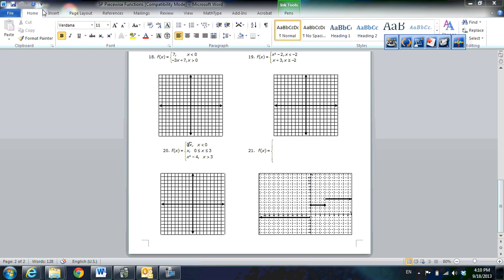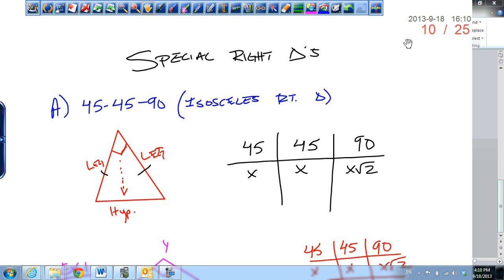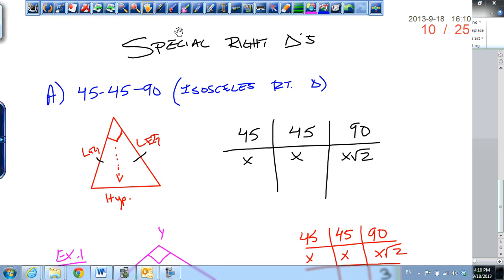All right, today's lesson's real quick. It's all about special right triangles. We got two types of special right triangles. You learned all this in geometry in the past, so hopefully this is a review.